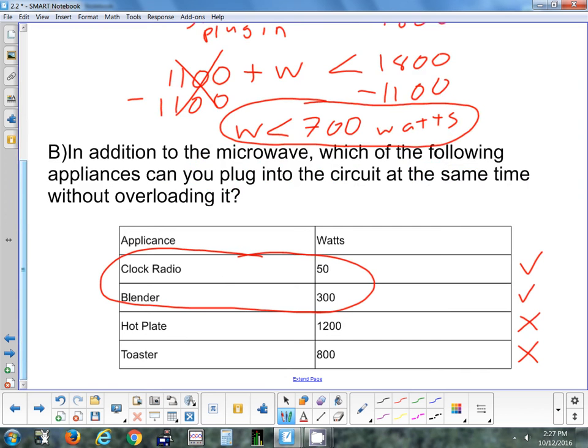How much wattage would you be using on the circuit if you plugged in the microwave, the clock radio, and the blender, and they were all running at the same time? 1,450. Yeah, you'd be using 1,450 watts, which is still under the 1,800, so your circuit should be safe. Okay, so any questions on that?